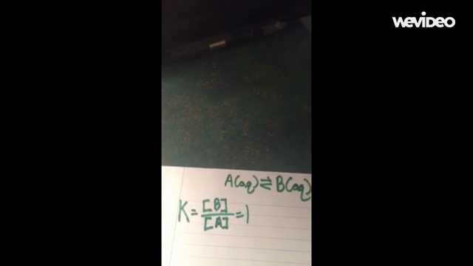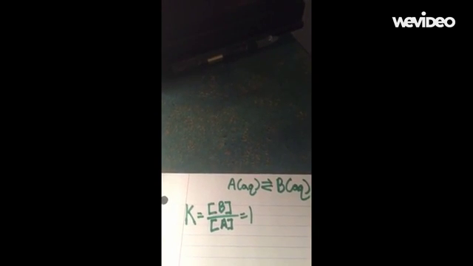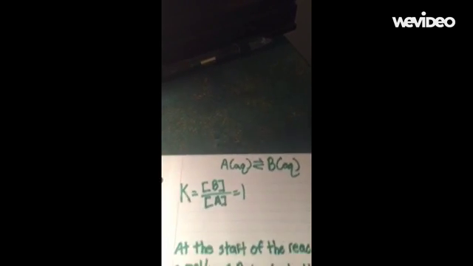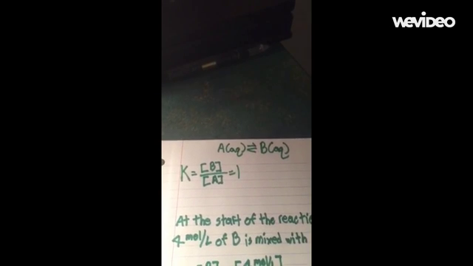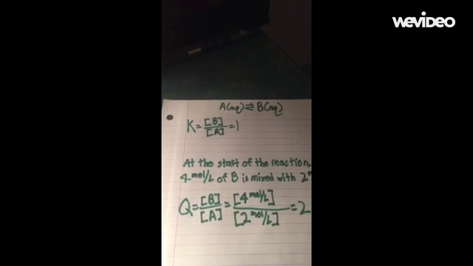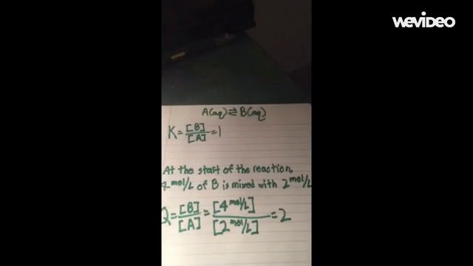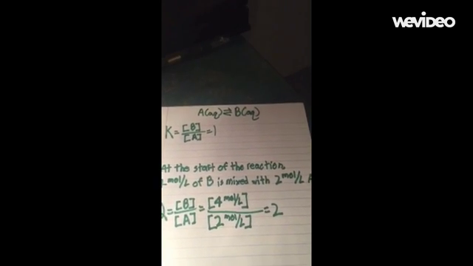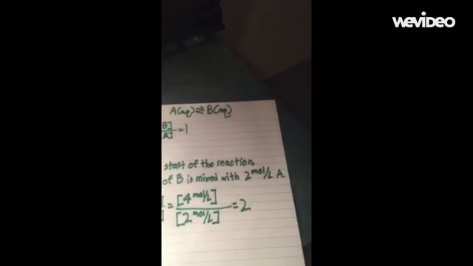In another reaction, let's say we have A yields B. You will set up your K equation to be the concentration of B over the concentration of A, which we will set to equal 1 for simplicity's sake. Now, let's say you get this statement: at the start of the reaction, 4 moles per liter of B is mixed with 2 moles per liter of A. You'll set up your Q equation again as the concentration of B over the concentration of A, but this time plugging in the given values, which will be 4 moles per liter over 2 moles per liter, and you will divide to get 2.